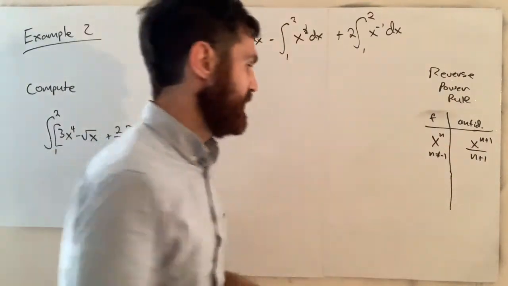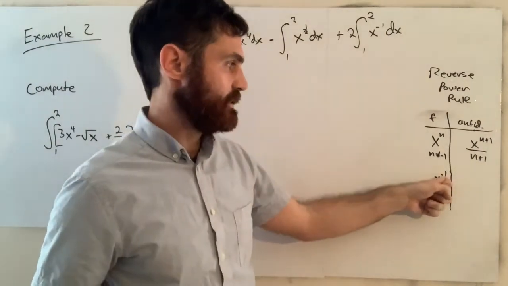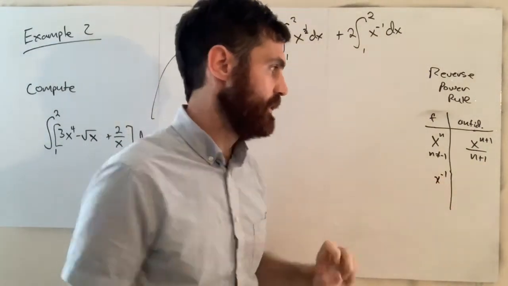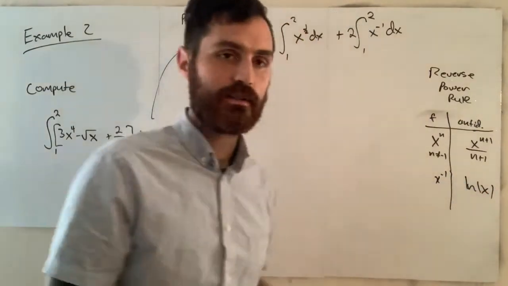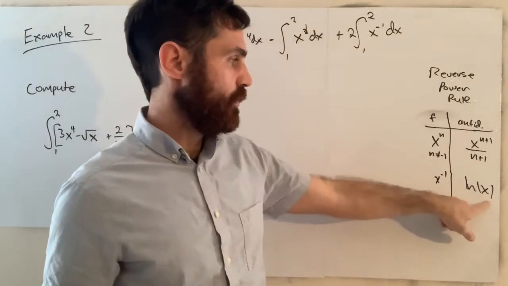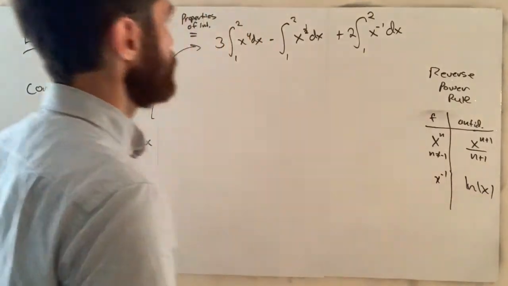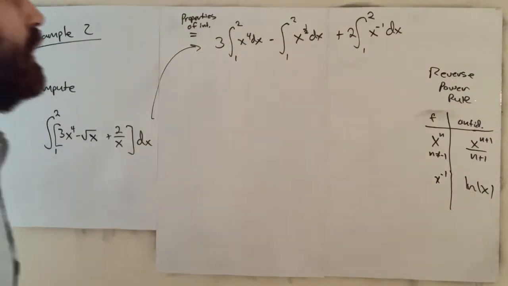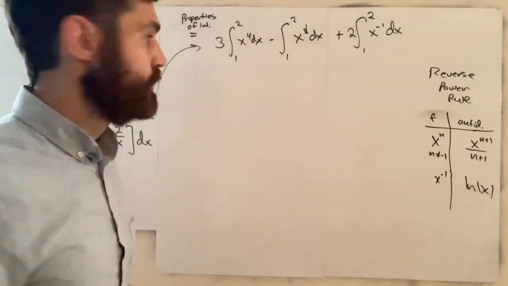Now, what is the case? The one case left is when x is raised to the -1. Well, in this case, what you have is the natural log of the absolute value of x. Because remember, the derivative of the natural log of the absolute value of x is equal to 1 over x. All right, so all of these things are going to be important because they cover all of our cases.